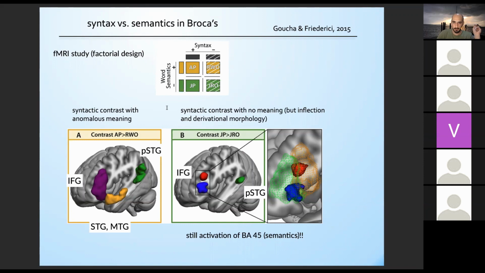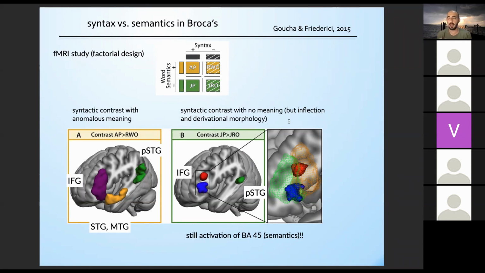Hint, read at this sentence. Syntactic contrast with no meaning, but inflection and derivational morphology. Yeah, so inflectional and derivational morphology can indicate what kind of word, what category it is. And if you know something about the category, that tells you something about the semantics of these words, especially the derivational morphology, right?